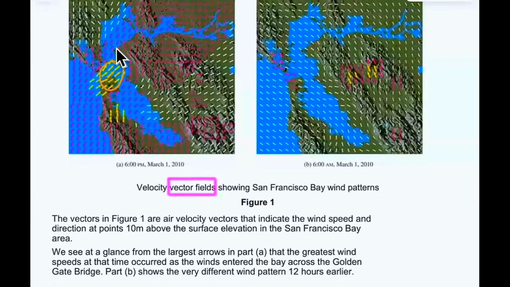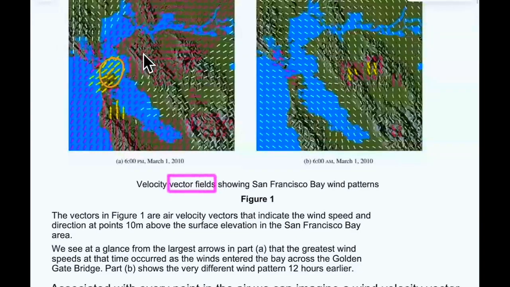Now we see that over here, the largest arrow is the one that I circled over here. This one indicates the greatest wind speed because this arrow is the longest among all of these, which is going to happen as the wind enters the bay across the Golden Gate Bridge.